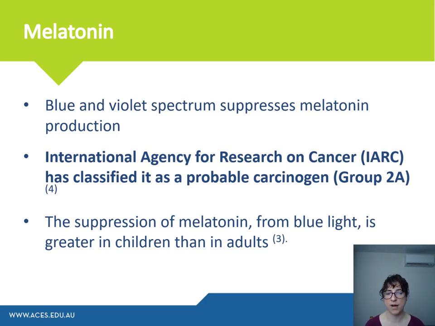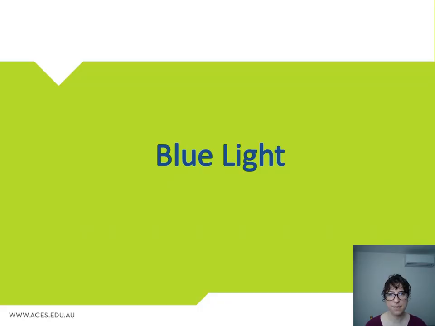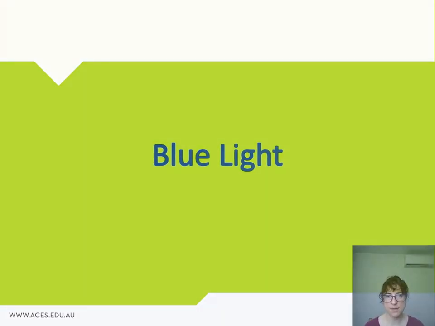So the suppression of melatonin from blue light is greater in children than adults as well, which is obviously a bit of a worry, especially now with so many children using so many devices for homeschooling, etc., and just devices being pushed all the time for online learning. This is going to be a really big area to look at, especially with poor sleep and then learning behavior, learning difficulties, behaviors, all that kind of stuff. So let's specifically look at blue light.